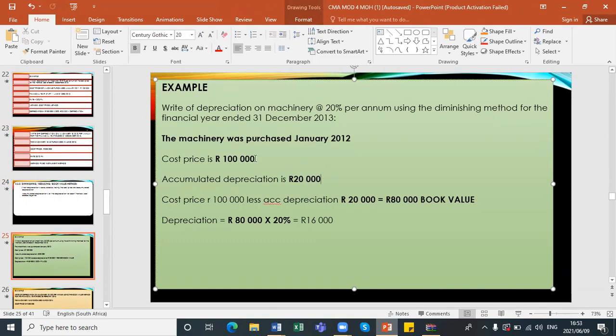In example 1, you calculated depreciation on the cost price. In this example, you will calculate depreciation on the book value, which is 80,000. So it's 80,000 times 20%, and that's 16,000. If this was a factory item, this will be an actual MOH expense. If it was an office item, it will be recorded in profit or loss or income statement.